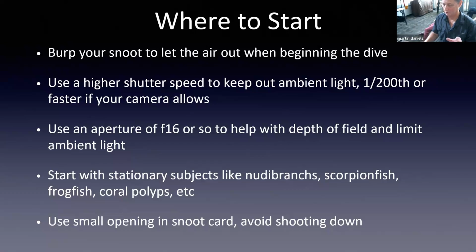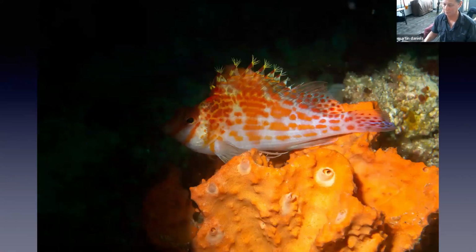And use as small an opening in the snoot card as you can get away with, okay? Because if you have a really big opening in the snoot card, then it's kind of pointless using the snoot. You want a small opening, a small beam of light going on that subject. And avoid shooting down. When you shoot down on your subjects with the snoot, that's when you see that black ring of light around, or white ring of light around the subject. That's when you're shooting down too much.